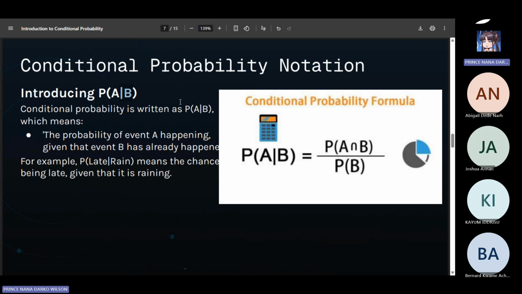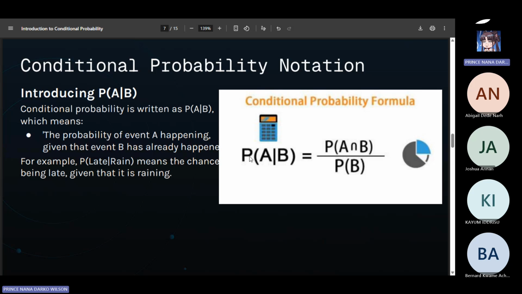It says that the conditional probability is written as P of A given B, which means the probability of an event A happening, given that event B has already happened. For example, the probability of being late, given that it is raining. It means that the rain has already happened. We are calculating the probability of you being late as it is raining. So the rain is a pre-existing condition. It should be the condition that happens first, and then the next one is the one that we are calculating. So it means the chance of being late given that it is raining.